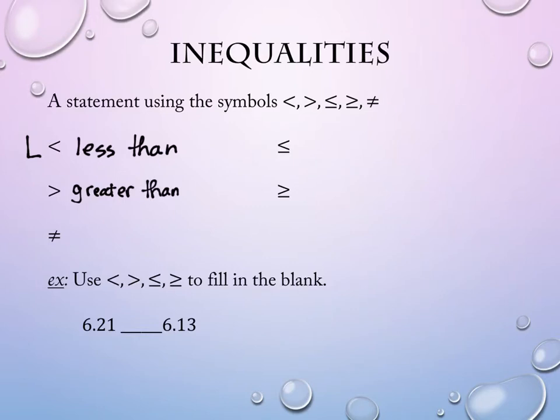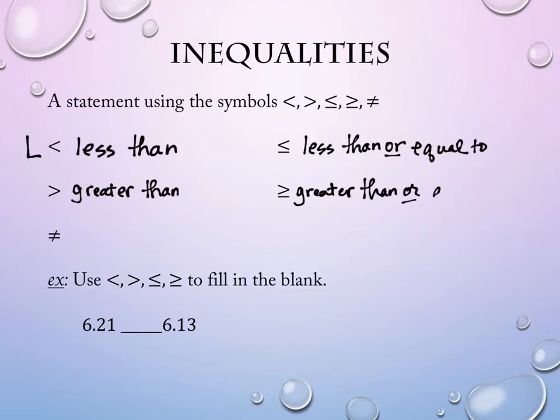We're going to go over to the right-hand side of that. So if this is less than, and you put a line underneath it, what does that mean? Equal to. Yeah, it means or equal to. So this is less than or equal to, which means the next one underneath it should be greater than or equal to.